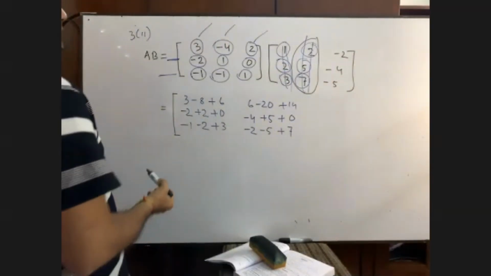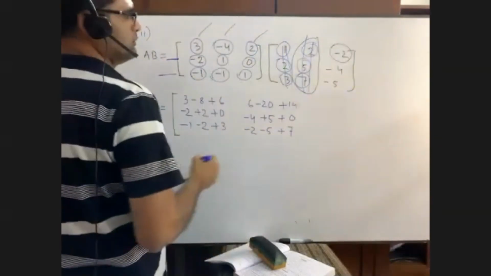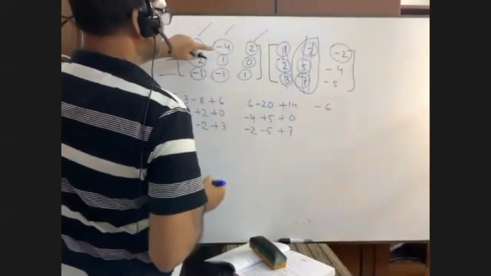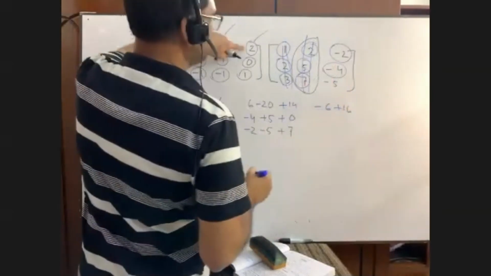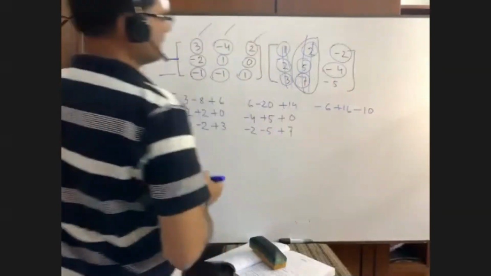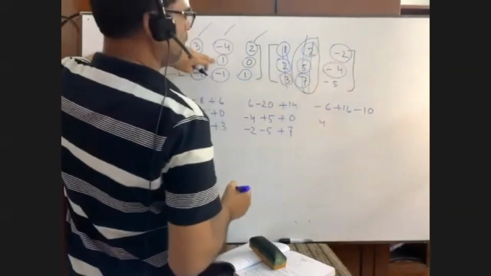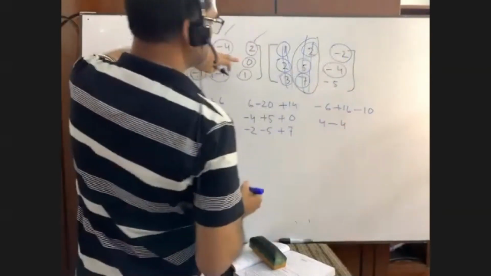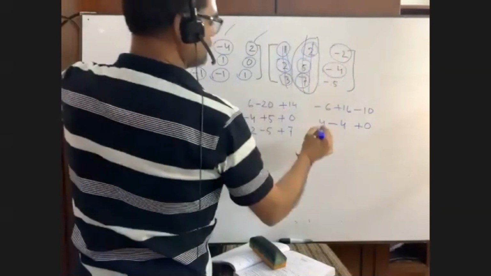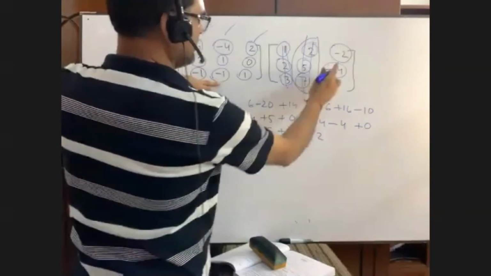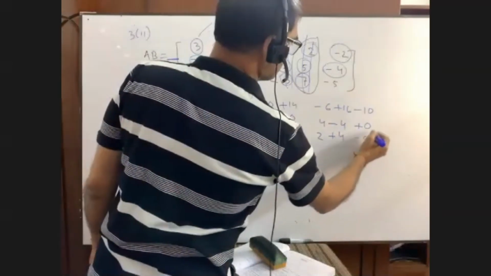3 into minus 2 equals to what? Minus 6. Minus 4 into minus 4 equals to what? Plus 16. 2 into minus 5, that is minus 10. Go to the second row, minus 2 into minus 2, that is plus 4. 1 into minus 4, that is minus 4. 0 into minus 5, that is plus 0. Minus 1 into minus 2, that is 2. Minus 1 into minus 4, that is plus 4. 1 into minus 5, that is minus 5.